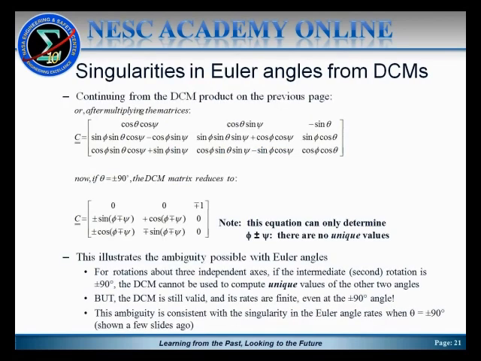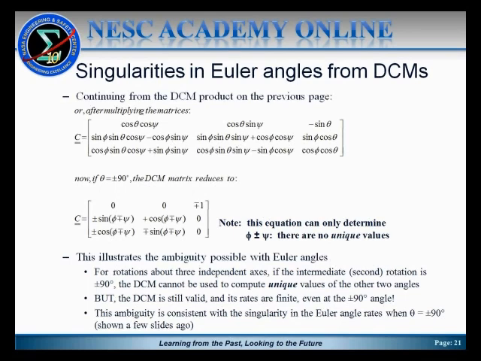Now, if you continue from that example on the previous page, if you actually algebraically write out those three multiplications of the 3x3 matrices as depicted on the previous page, you get the form shown in the top equation on this slide here. Now, just for comparing it with Euler angles, let's say, for instance, in this implementation, the intermediate angle theta is plus or minus 90. If you actually replace theta in the expression at the top of the page by either plus or minus 90, that DCM would reduce to the form shown in the center of the slide.